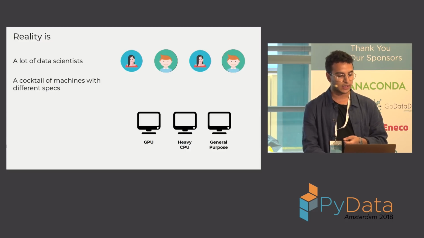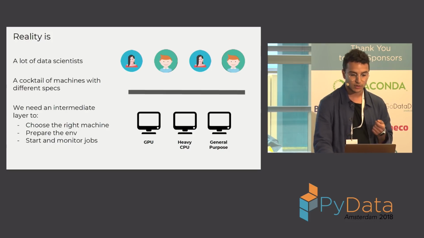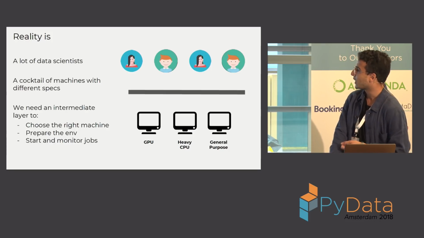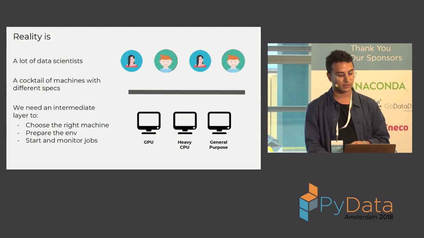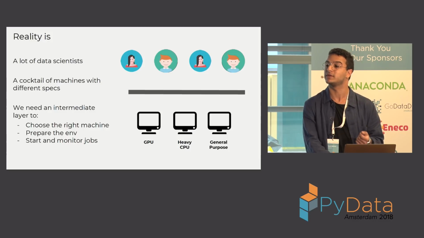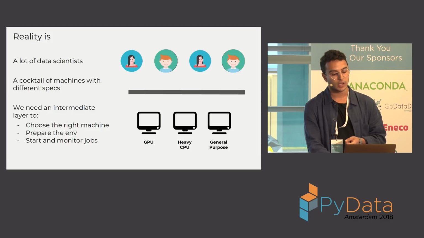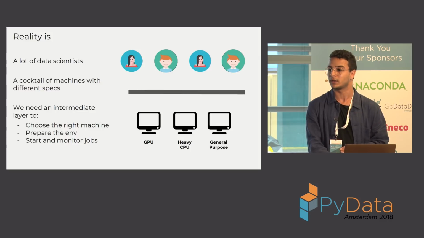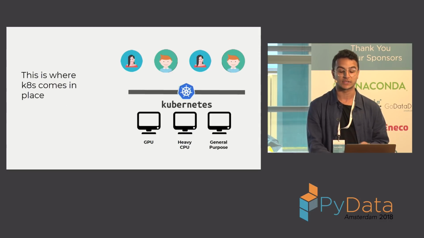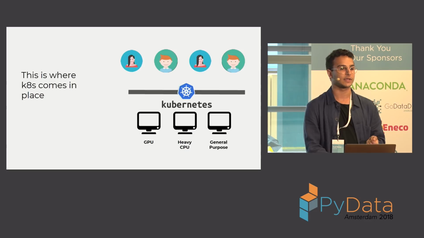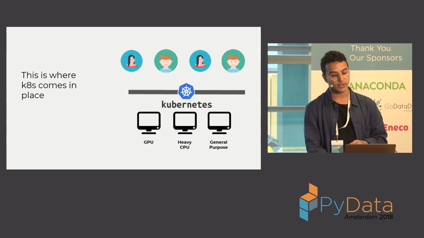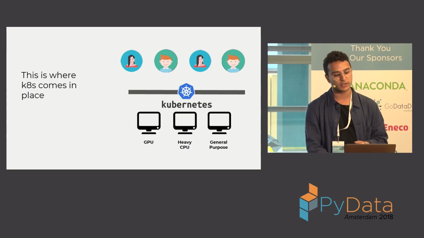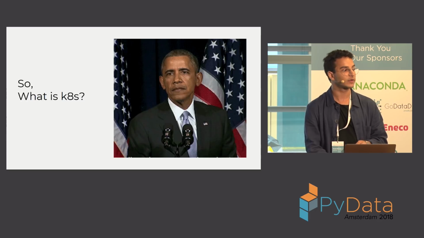So the reality is, again, we have a lot of data scientists, a lot of machines with different specs, and we need an intermediate layer to choose the right machine, but also prepare the environment, start, monitor the jobs, and babysit these jobs in the sense of, if one of these jobs failed, how can I restart this automatically without worrying about where can I do this and how can I do that? And this is where Kubernetes came in. Kubernetes was a nice tool that we were actually using for other purposes, like serving microservices, running CI/CD jobs, and so on. And we thought that's a perfect use case for it, actually.